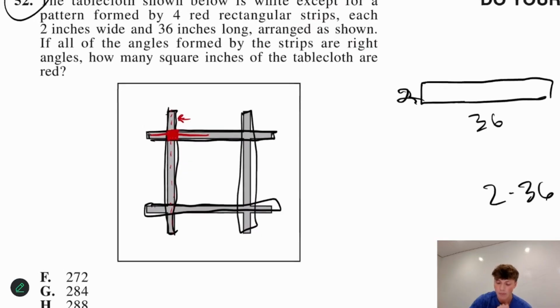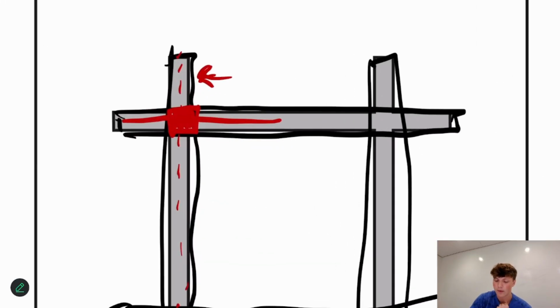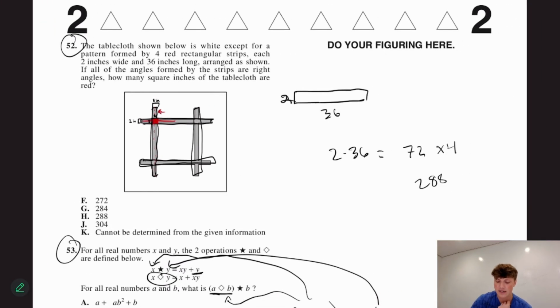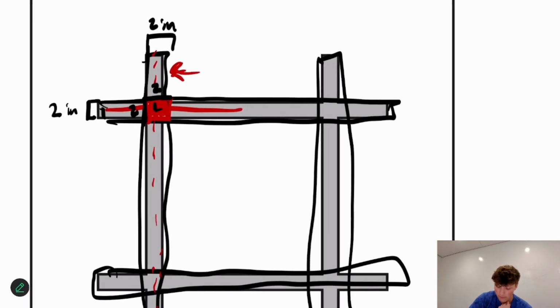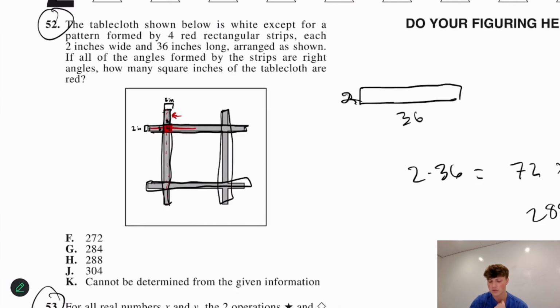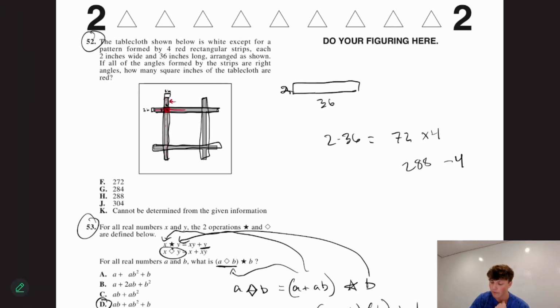And now how big is this red square? Well, if we remember correctly, this is a 2-inch by 36-inch piece. This is also a 2-inch, right? Meaning this red square is going to have dimensions 2 by 2. Okay? So this red square is going to have an area of 4, right? So the red square is area 4. So we have to take away 4 for that one.